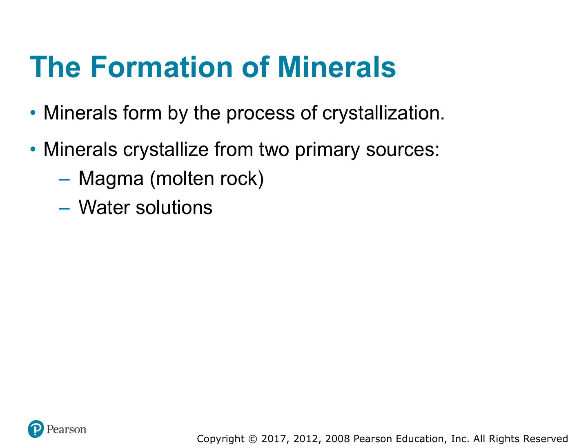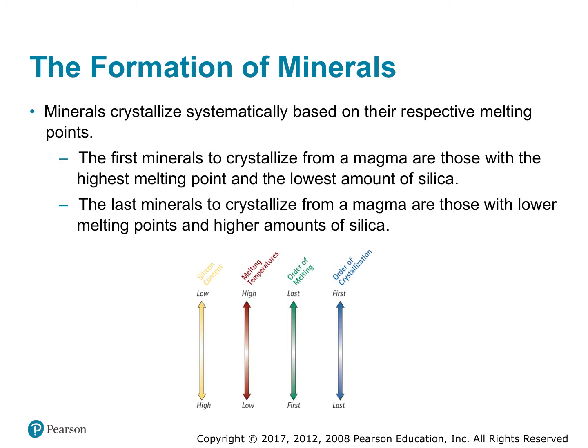Now let's talk about how minerals form, the formation of minerals. Minerals form by a process called crystallization. Minerals crystallize from two primary sources. There's molten rock, which we call magma, and then there are basically water solutions, where minerals are dissolved in water and they come out of those solutions and form crystals. And we can look at some general rules. Minerals crystallize systematically based on their respective melting points. So the first minerals to crystallize from a magma are those with the highest melting point and the lowest amount of silica.